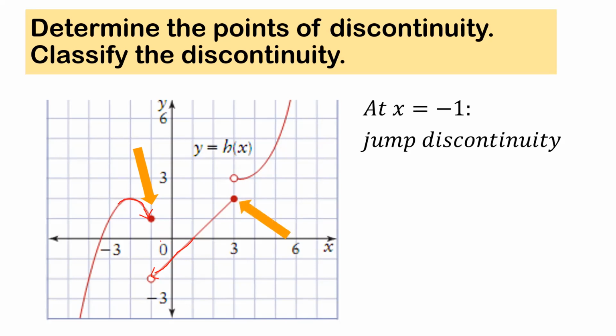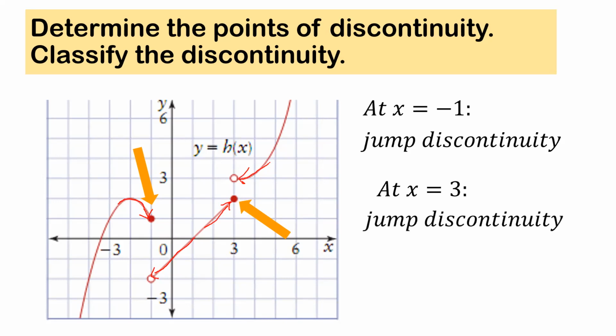What's the other one? This x here where x equals 3. Again, its behavior from the left is going to that solid point. From the right, it's going to the hollow point. So again the limits from either side are different. So jump discontinuity also.